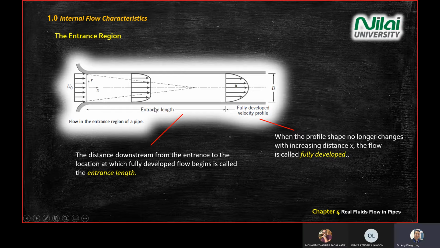The next is the definition for entrance length. Entrance length means from the beginning of your inlet up to a certain distance where you get a fully developed profile. This is the entrance length. So sometimes the question will ask you to get the entrance length first. After the entrance length, you will proceed to derive the equation for the fully developed profile.